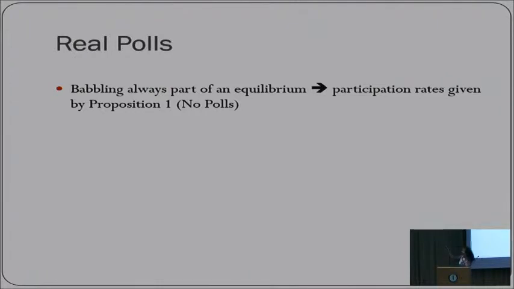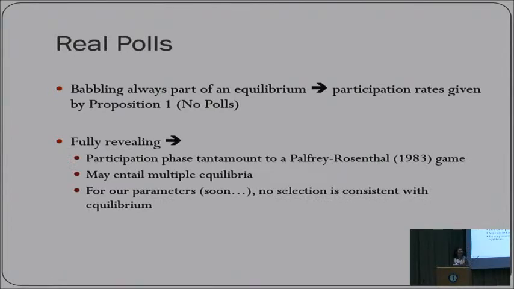Now, like I said, the babbling is always part of an equilibrium, and then participation rates would be given by proposition 1 that I showed you that correspond to no polls. Fully revealing equilibria, that's a bit tricky. So for those of you who know the Palfrey-Rosenthal model, that's a situation where you know precisely how many are in the majority and how many are in the minority. So that's basically what happens here if people reveal truthfully what they'll do. So you know precisely what will happen in the next stage, effectively. What is the size of the group?